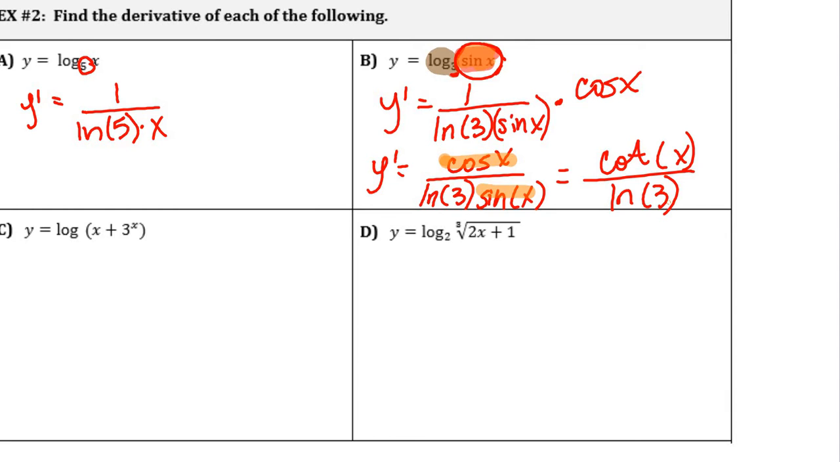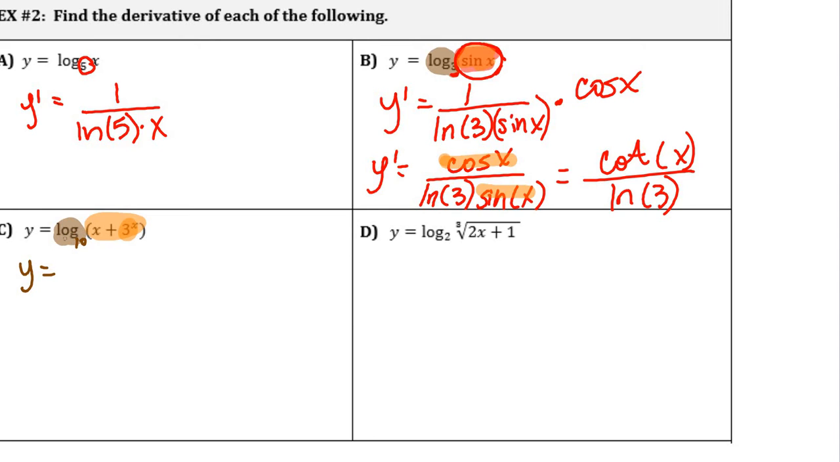Okay, so on C, again, I have an outside function of a log, and then I have an inside function of x plus 3 to the x power. So remember, we just talked about how to find the derivative of something that doesn't have a base of e. So the first thing is, let's take the derivative of log. When you don't see a base, it is a 10 there. That's understood. We just don't write the 10, but when you see that little number missing, that is just going to be a 10 there.